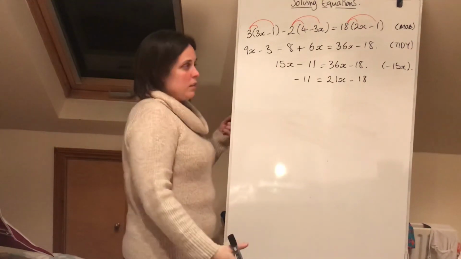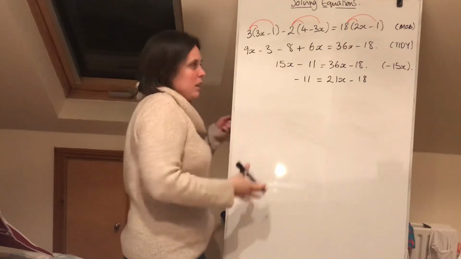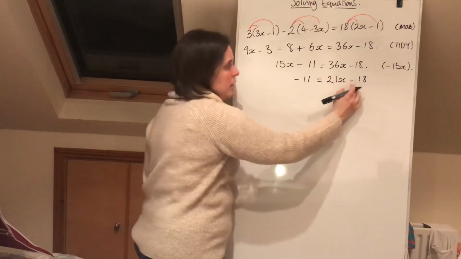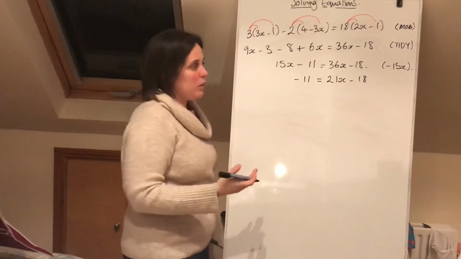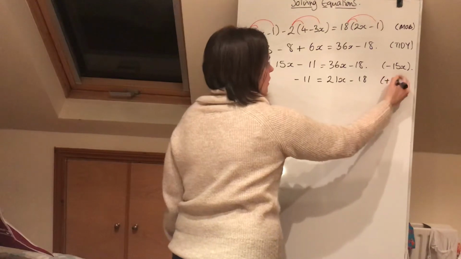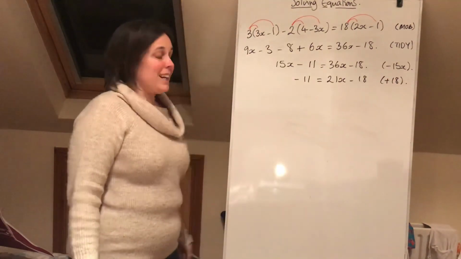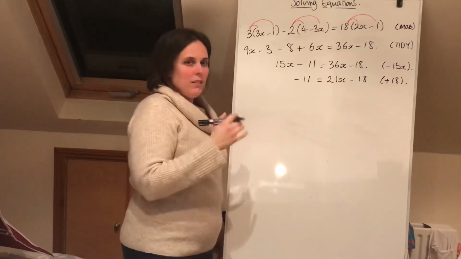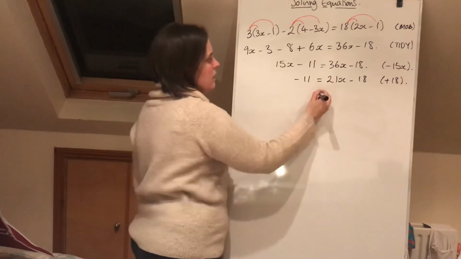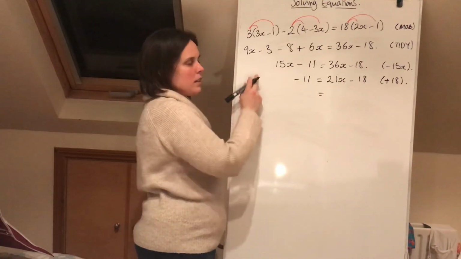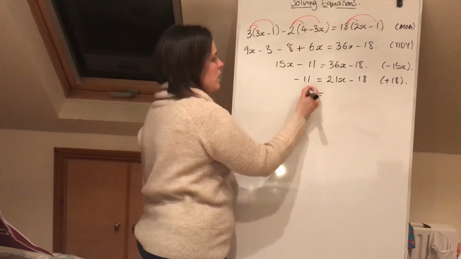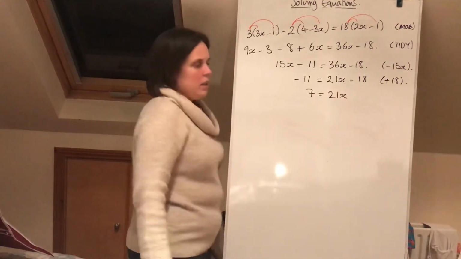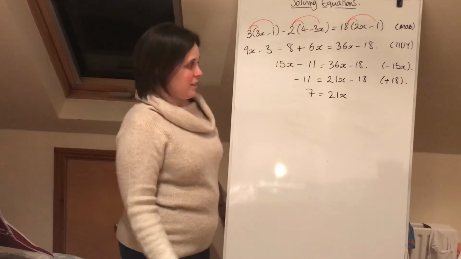Now we've got the x's all together on one side, now we need to get the numbers together. So we want to leave 21x there, but it's with negative 18, so we better get rid of that. And remember, inverse operation, so we're going to add 18 to both sides. If I add 18 to negative 11, just be careful with this. Negative 11 plus 18, I'm going to be moving up. I actually get to 7. And that's 21x.